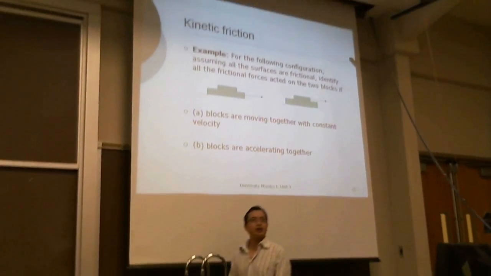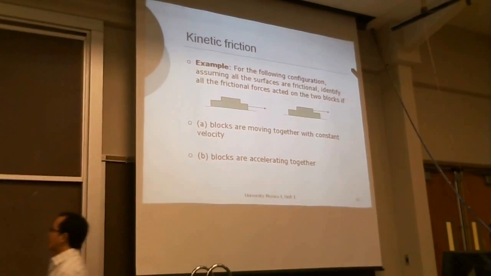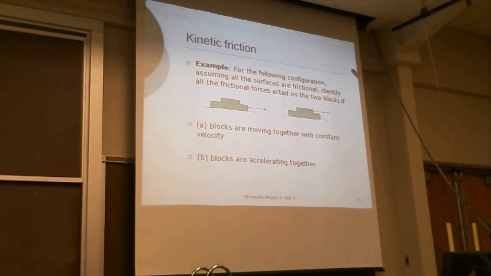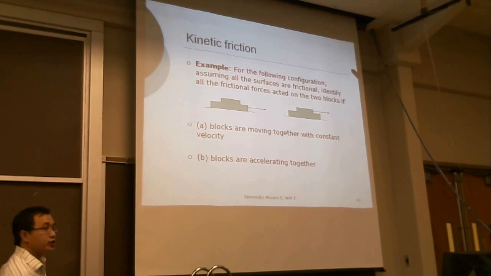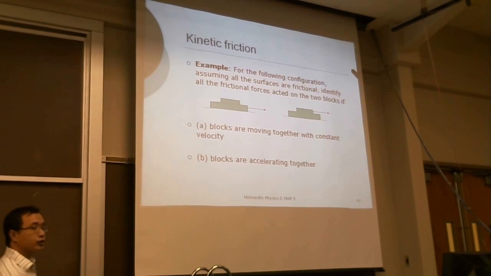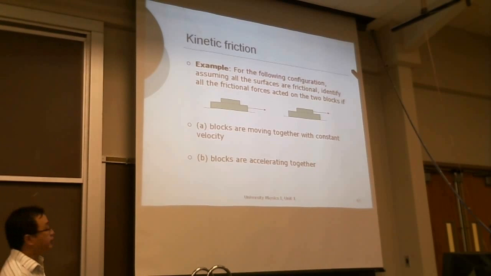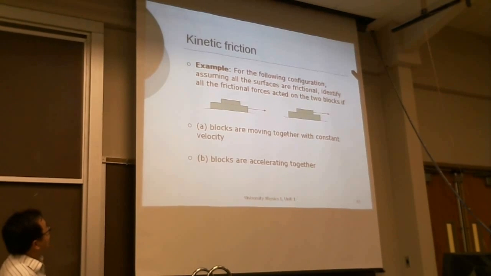Now, let's look at if the objects are in motion. Okay. Let's identify the frictional force. In this case, it will not be static frictional force and kinetic friction force. Let's compare to see the difference here. So, for the following configurations, assuming all the surfaces are frictional, identify all the frictional forces acted on two blocks.